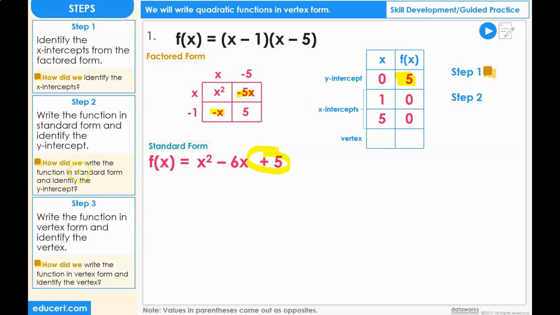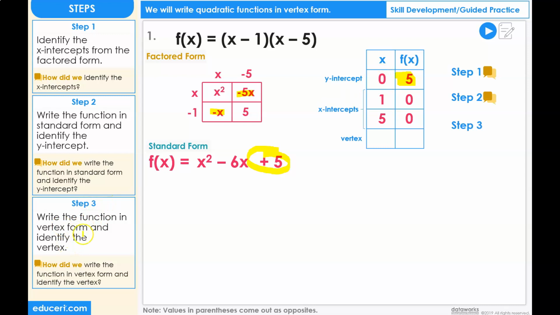How did we write the function in standard form and identify the y-intercept? To write the function in standard form, we just needed to simplify by multiplying together these two binomials. Once we got the function in standard form, the numeric term is the f of x value of the y-intercept, with the x value being 0 because y-intercepts always have an x of 0.